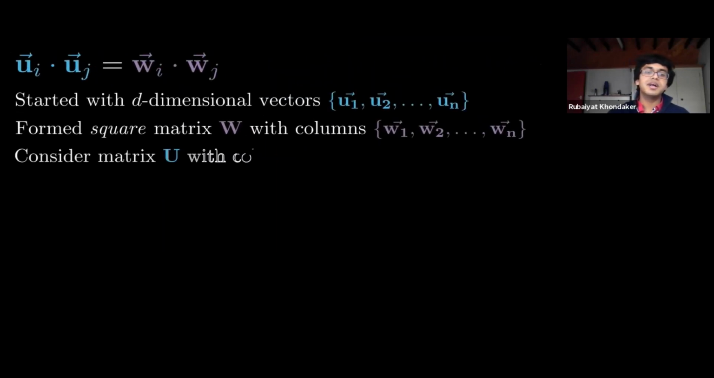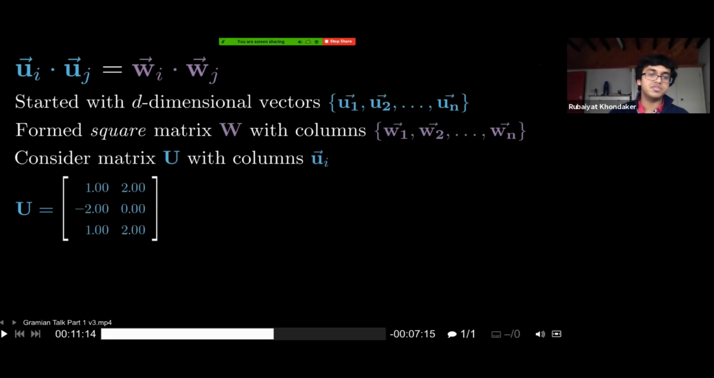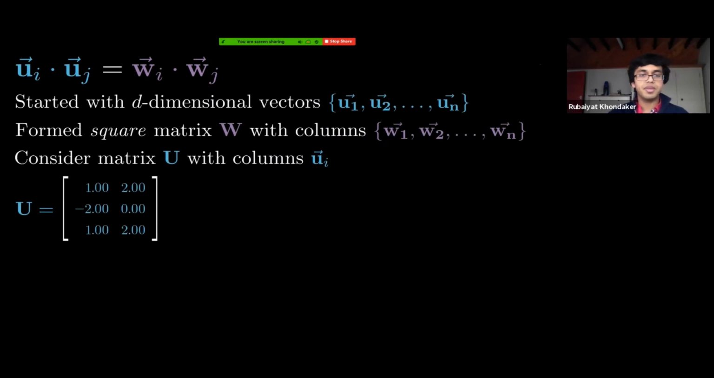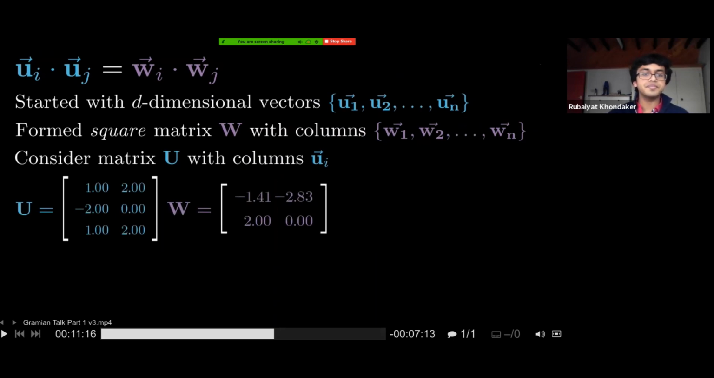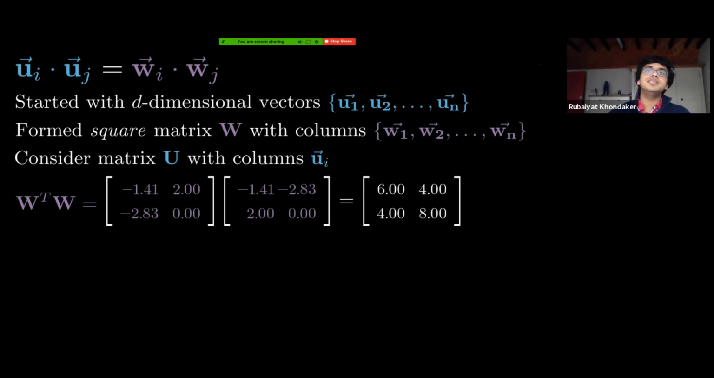So now, let's consider the matrix U whose columns are the u_i. In our particular case, that would be this matrix right here: 1, -2, 1, and 2, 0, 2. And the matrix W that we had, with these numbers here. Then, the clever step is to consider W transpose W.